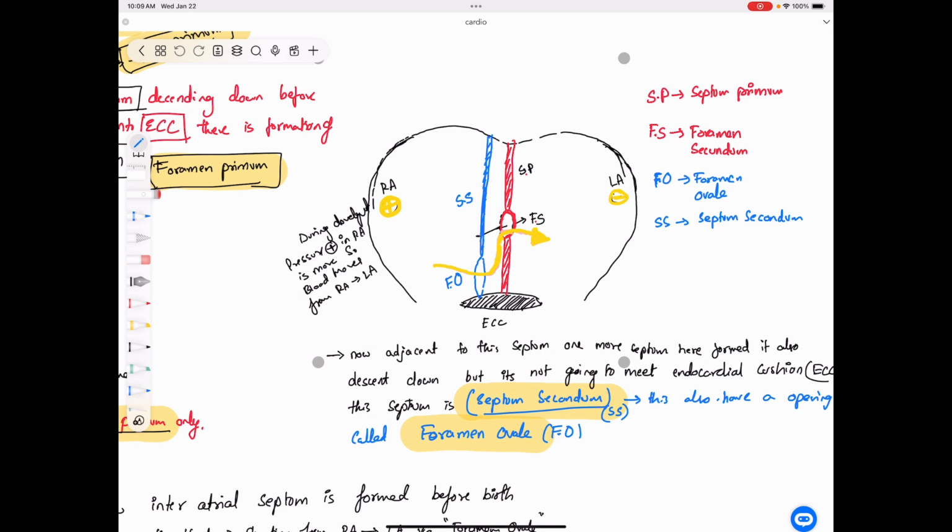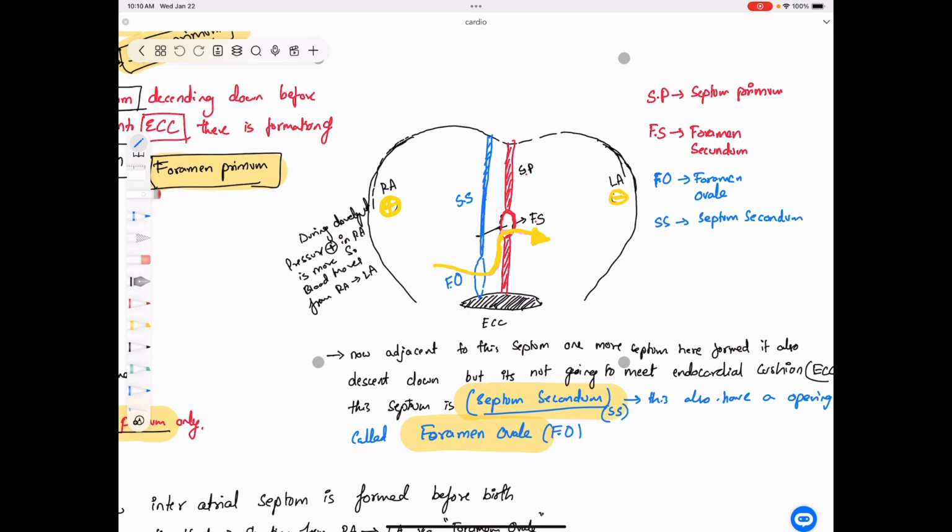Now, we'll talk about the fetal circulation via foramen ovale. So the foramen ovale allows oxygen-rich blood from the right atrium to bypass the non-functional fetal lungs. In fetus, lungs are non-functional. So to bypass that, what does foramen ovale do? It allows oxygen-rich blood from right atrium to directly enter the left atrium. And during development, pressure in right atrium is more, so blood automatically moves from right atrium to the left atrium.